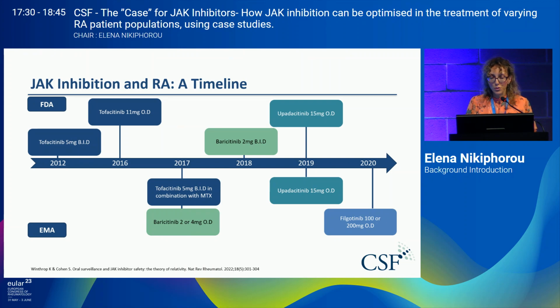And in terms of the history of JAK inhibitors in RA, we do have about 10 years of history. Tofacitinib was the first drug to be approved by the FDA back in 2012. EMA approval came 5 years later. And tofacitinib offered a suitable oral alternative to injectable biological DMARDs. And following tofacitinib, further JAKs, as you can see, were developed, baricitinib, upadacitinib, and later also filgotinib, with greater selectivity, offering the potential for more efficacy and safety.